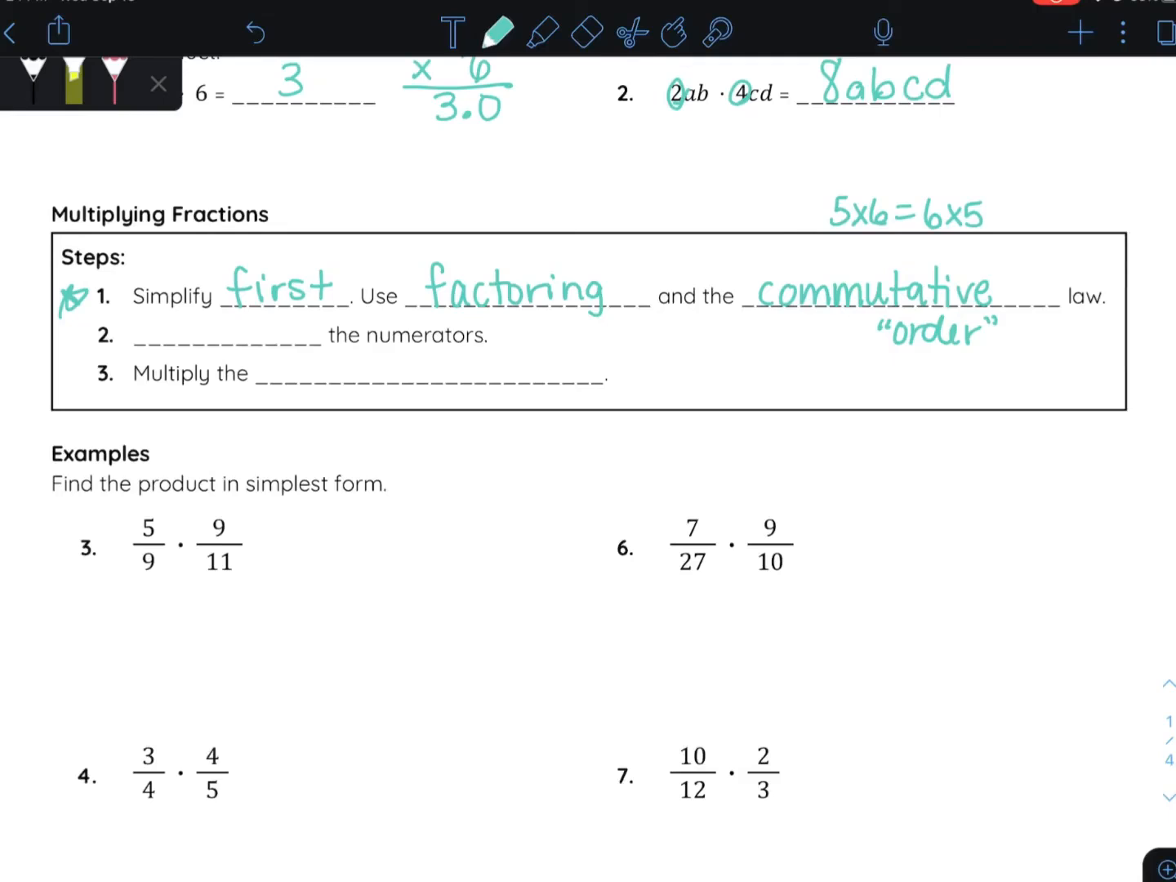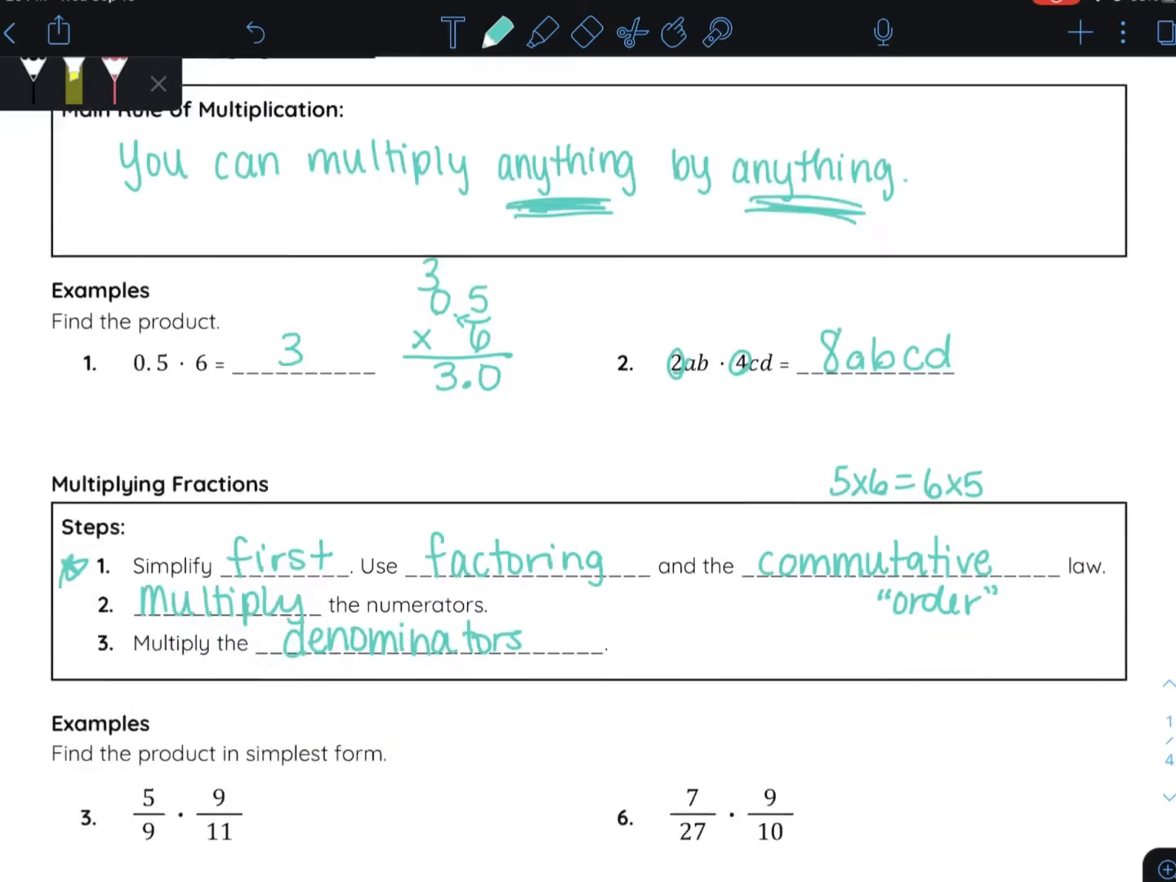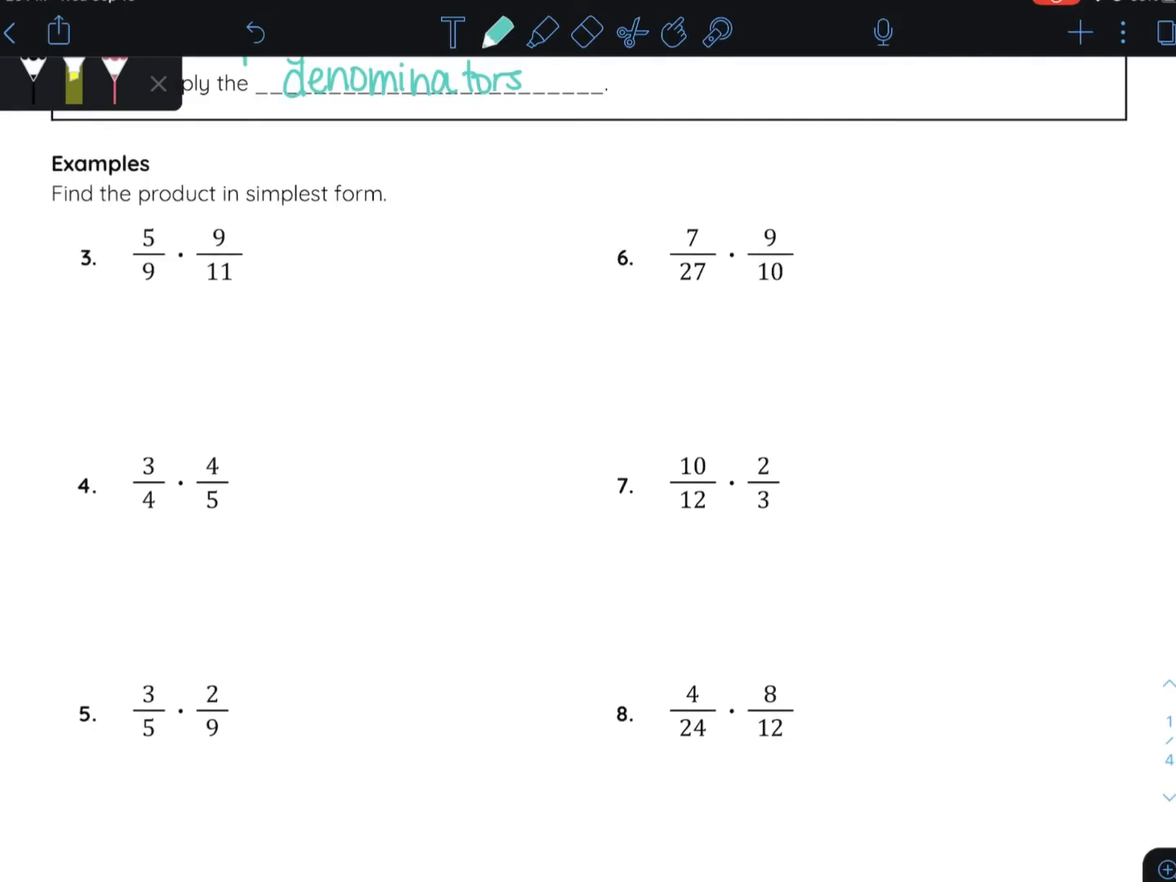So then your next step will be just to multiply the numerators and then multiply the denominators. So really, this step 1 doesn't even really have to happen, but typically you're supposed to simplify. So literally, when you multiply fractions, it's just multiply the tops, multiply the bottoms. You can multiply anything by anything, okay? So I'm going to show you how to simplify first. This is something that you probably haven't thought about before, but it's like a cool math trick, okay?